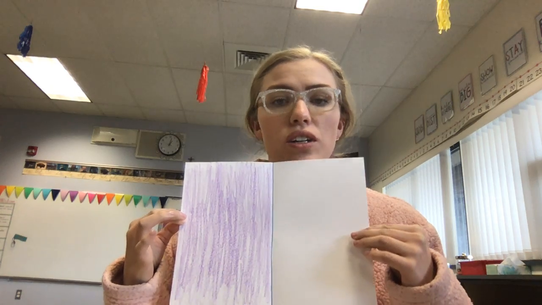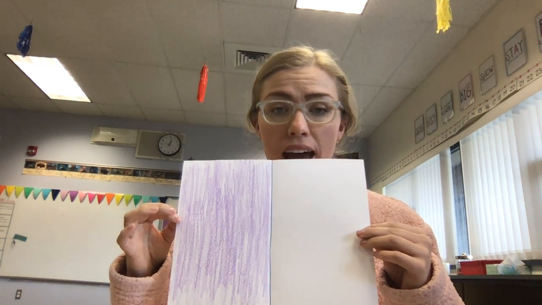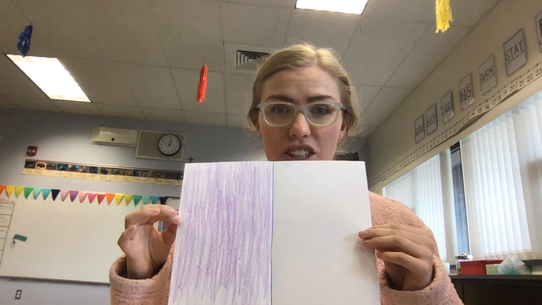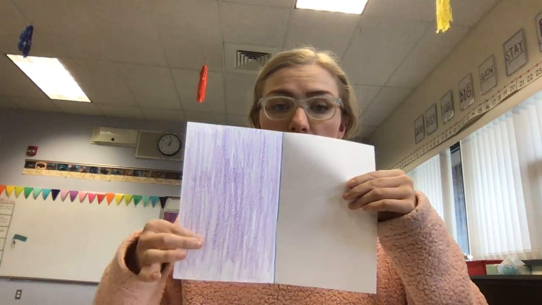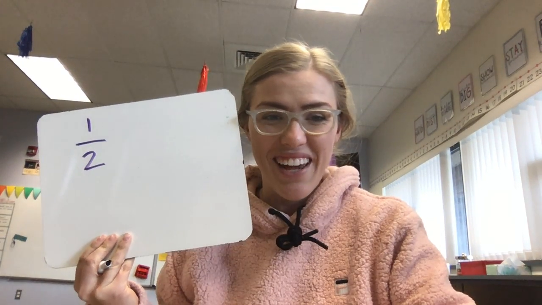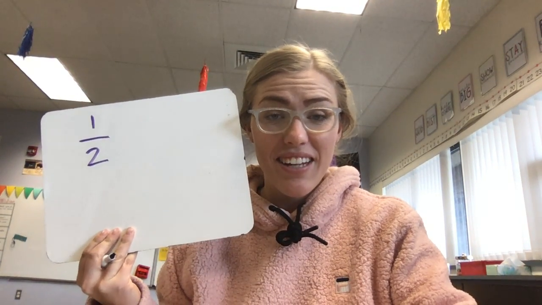We all can agree that one half of my sheet is shaded, right? Because one half is white and one half is purple. So one half of my sheet is shaded. One half. One half is shaded.